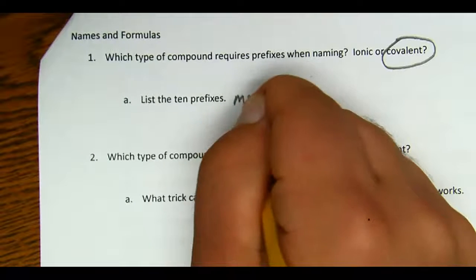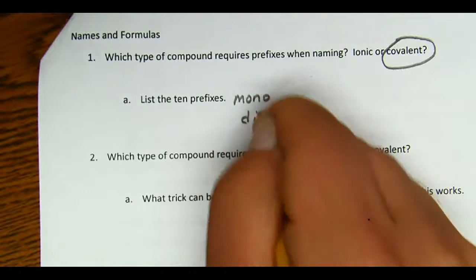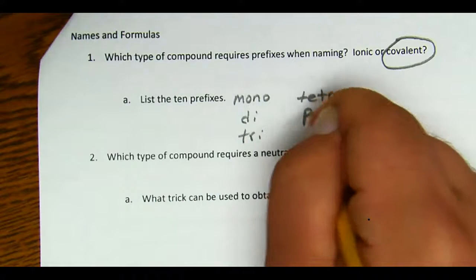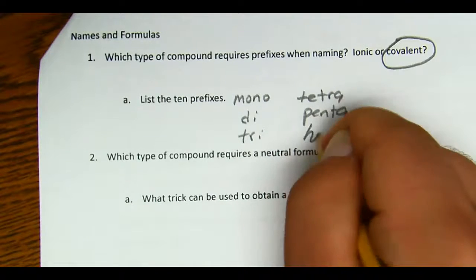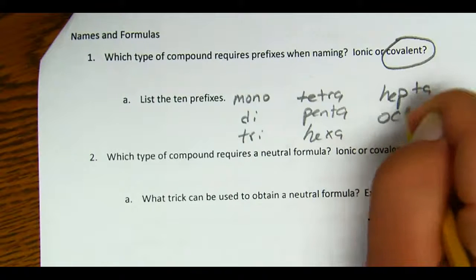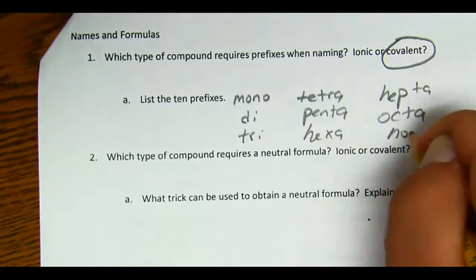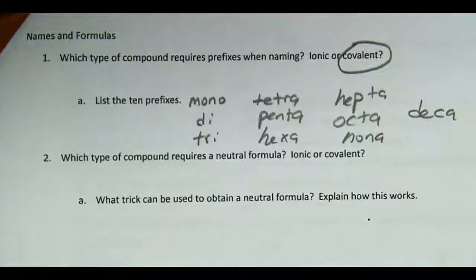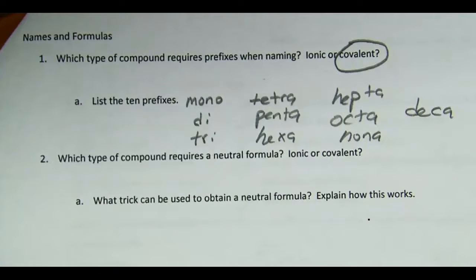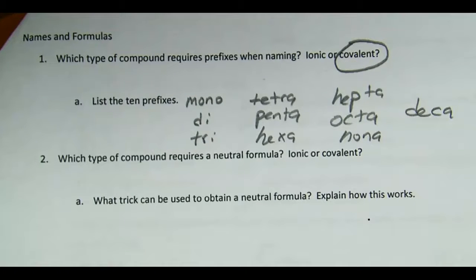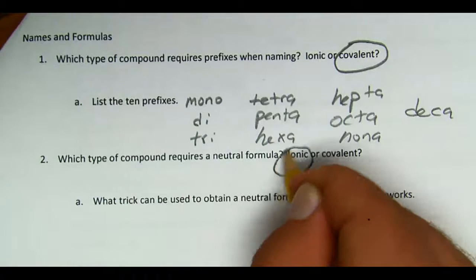You got mono, di, tri, tetra, penta, hexa, hepta, octa, nona, deca. All right, those are the 10 prefixes. Okay. Which type of compounds requires a neutral formula? Well, that's ionic. That's the other one.